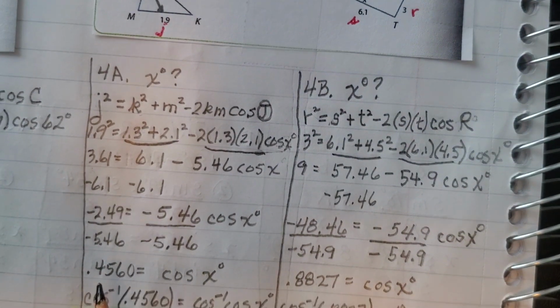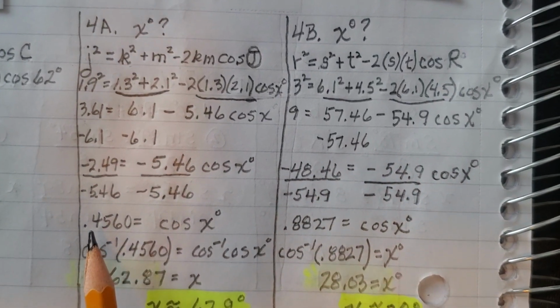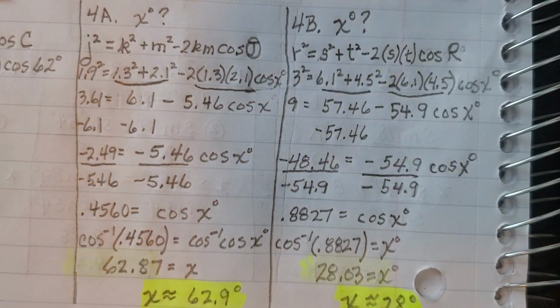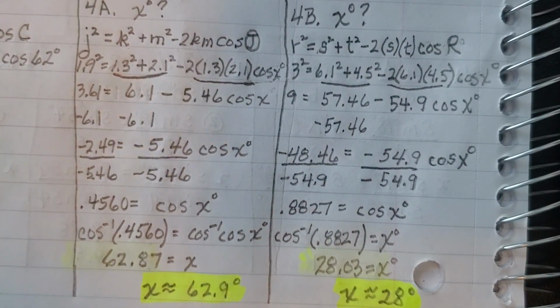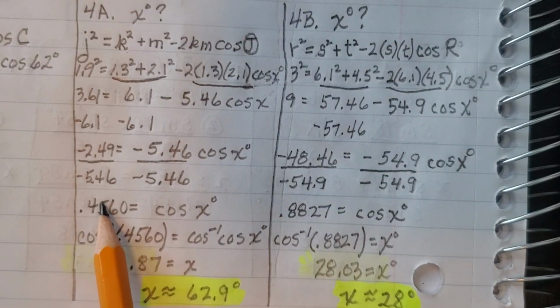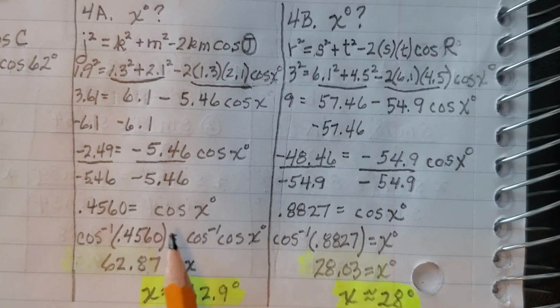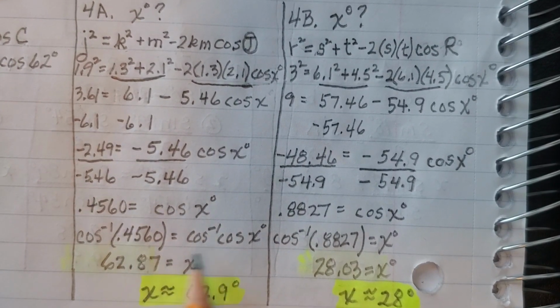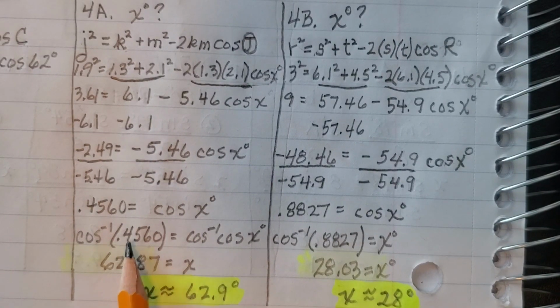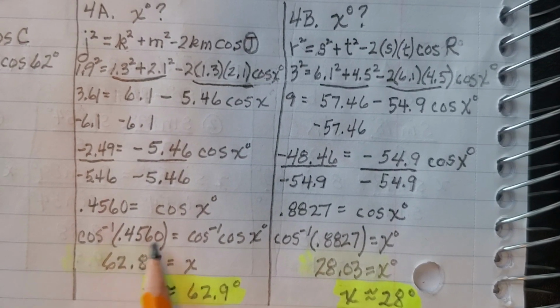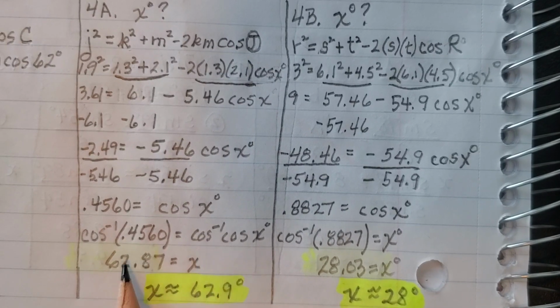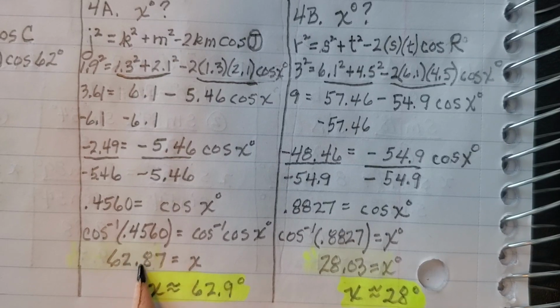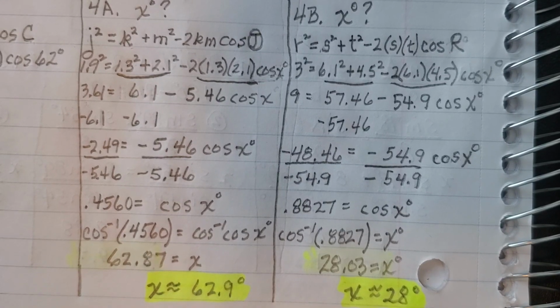What's funny about that, I remember back when I was in high school and when I first taught, a long time ago, you'd have to look this up in a table. You had to find the inverse cosine of 0.4560 in a table, and it went out to 4 place values. Well, the inverse of cosine is 62.87, and that's your answer when you round it to 1 place value.